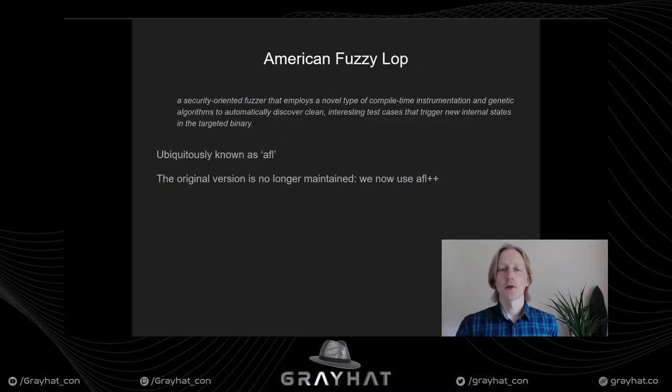So, American Fuzzy Lop, AFL, here's the blurb. I'm not going to read it. This is the blurb from the original author of the tool. But some bits that are worth talking about. It's a security-oriented fuzzer. You can fuzz for different categories of bugs. Fuzzing is most well known for finding security bugs, so it's particularly good at that. And this tool makes trade-offs that focus on finding security bugs as opposed to other categories of bug.